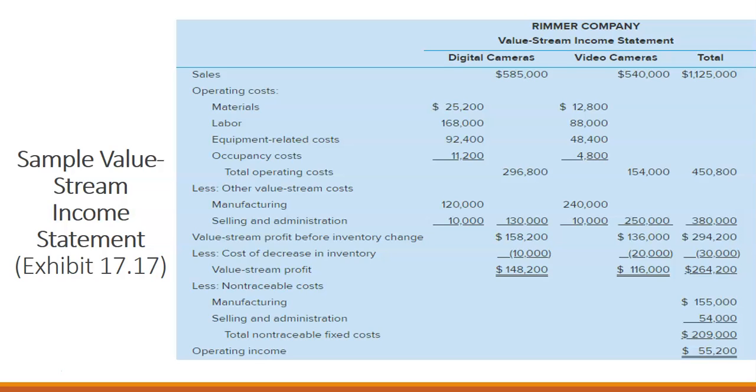So we're separating out costs that are part of that value stream or contributed to that value stream, and costs that are not traceable, those overhead costs that are not part of that particular value stream. That is the end of chapter 17.